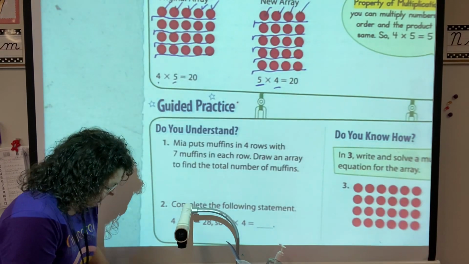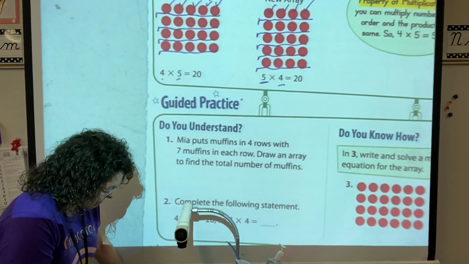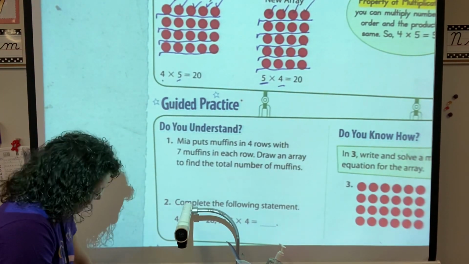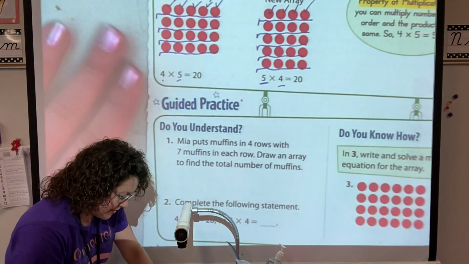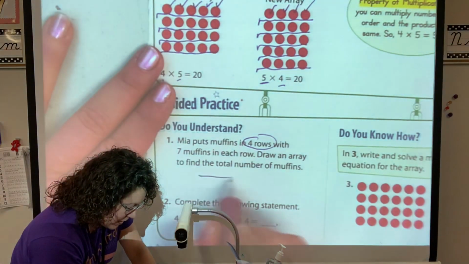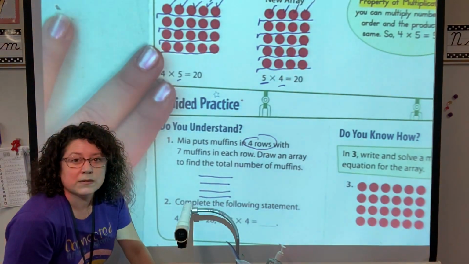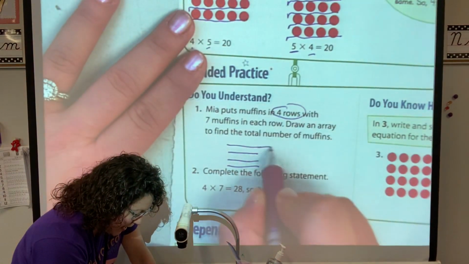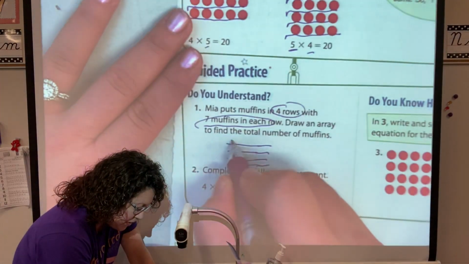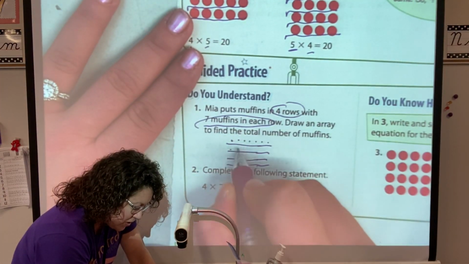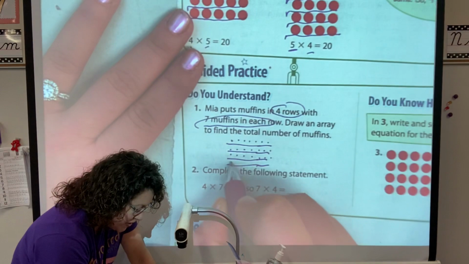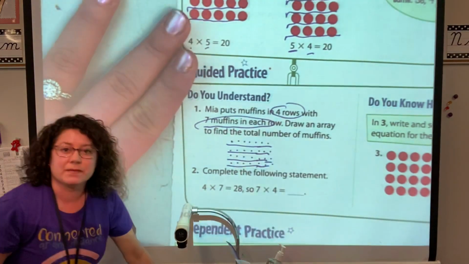Let's see. If Mia puts 4 muffins in 4 rows with 7 muffins in each row, draw an array to find the total number of muffins. Let's see. She's got 4 rows, so I know it's going to go across 4 times. 1, 2, 3, 4. All right? And how many muffins are in each row? 7 muffins in each row. 1, 2, 3, 4, 5, 6, 7, and so on for each row. We made it. Lots of little dots.